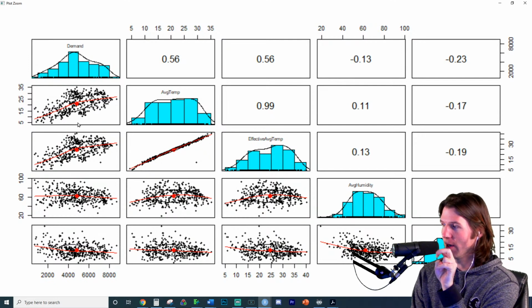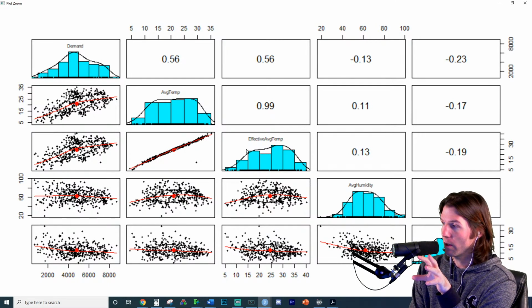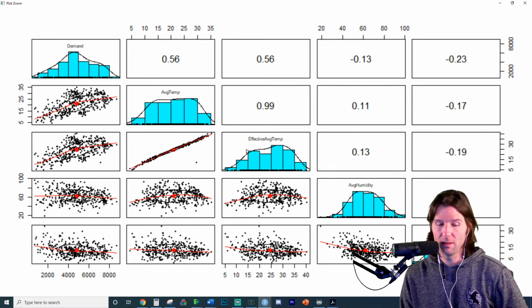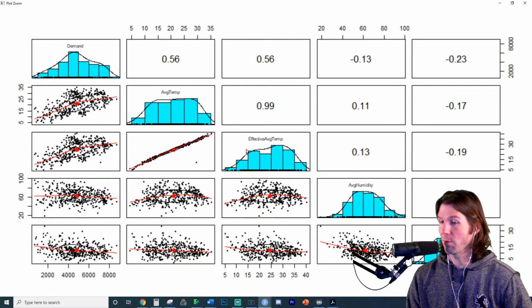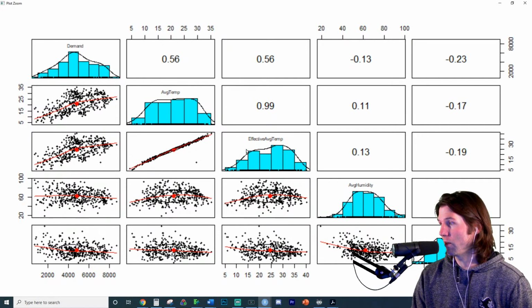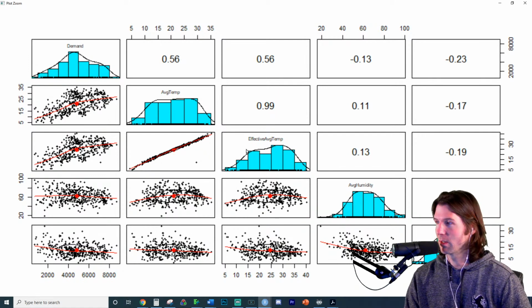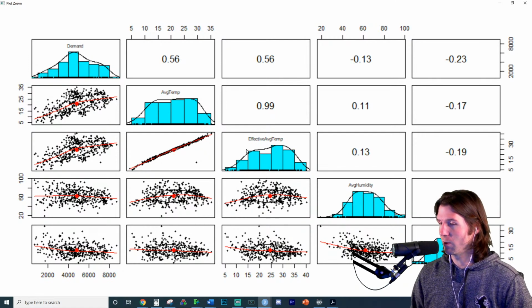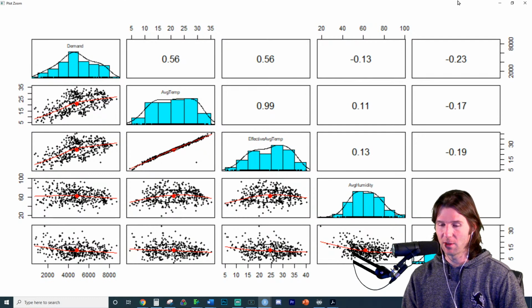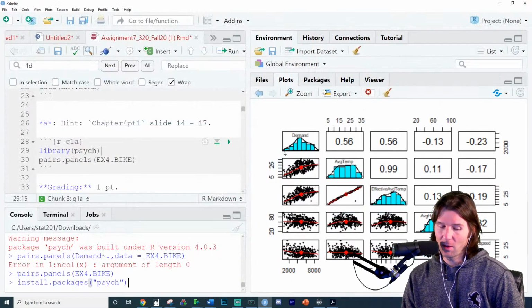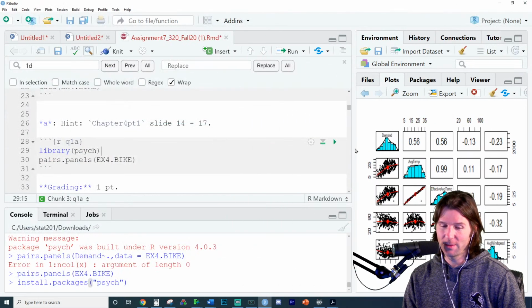They're linear enough. There does seem to be problems where we see some sort of bends through the model for demand and average temp and demand and effective average temp. So I do have cause for concern that we should look at some checks for the normality at the end of this to see if we have issues with normality of residuals or linearity of residuals. So that is important right here to see if it is linear. We can probably go ahead.